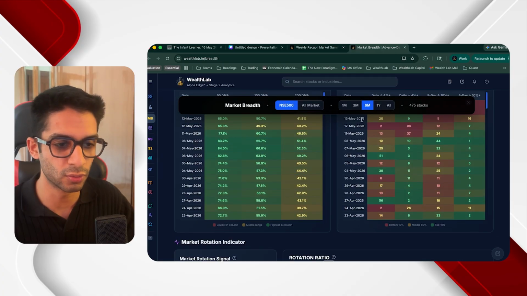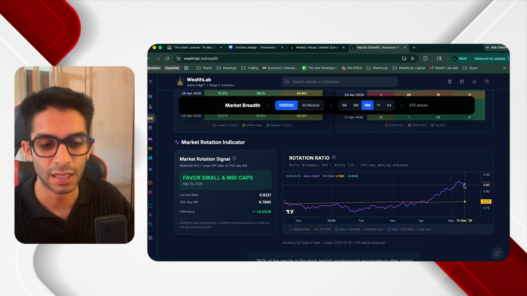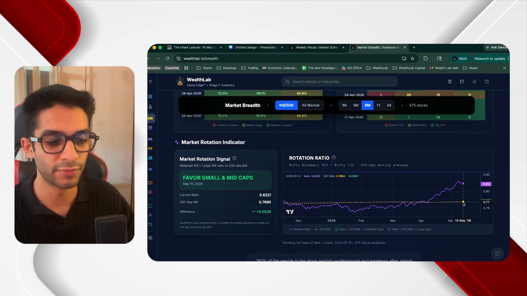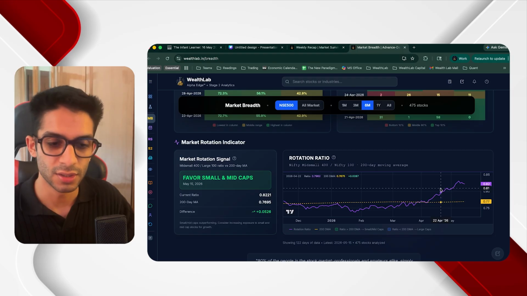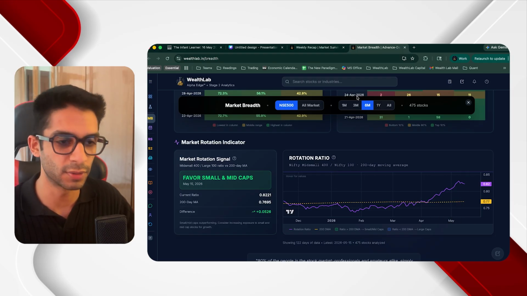Let's go down to rotation signal, and we are seeing that there is some correction coming into this rotation signal. That is, it has peaked from 1st April, it has just gone up and now it is coming down. When the signal is below the white dotted line, that means we have to favor large caps. When it is above, we favor the small and mid caps. So the ratio is currently retreating. That means some risk on sentiment is going away from the market.